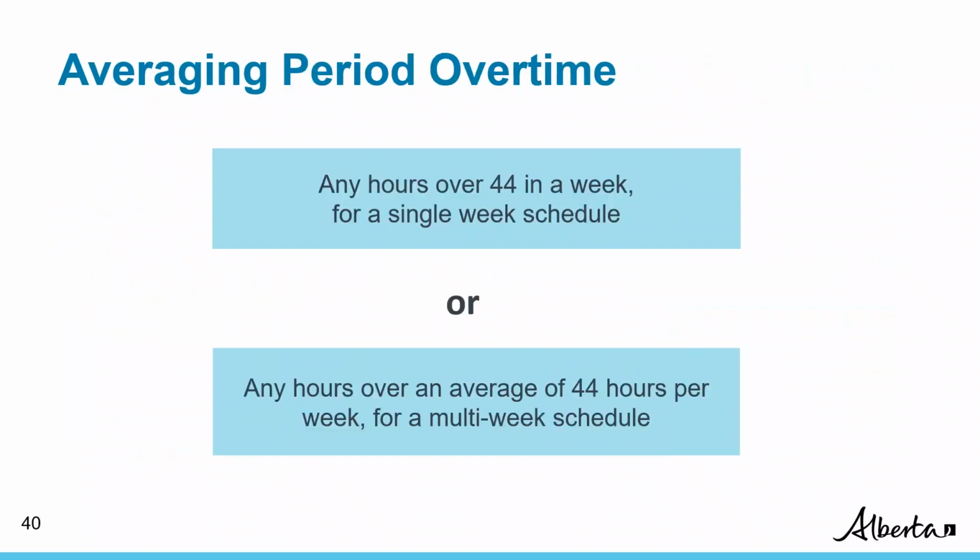Averaging period overtime applies for all averaging arrangements, even if daily overtime is not applicable. Averaging period overtime hours are determined by reviewing the hours of work over 44 in a week for a single week schedule, or hours of work over an average of 44 hours per week in a multi-week schedule.